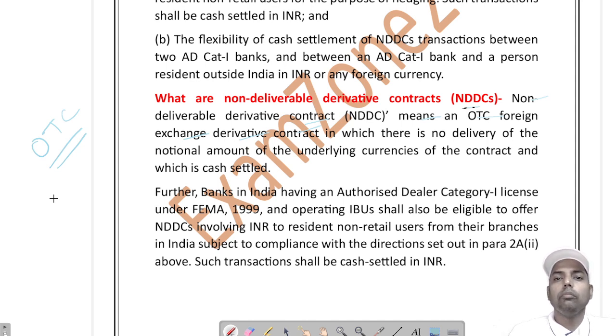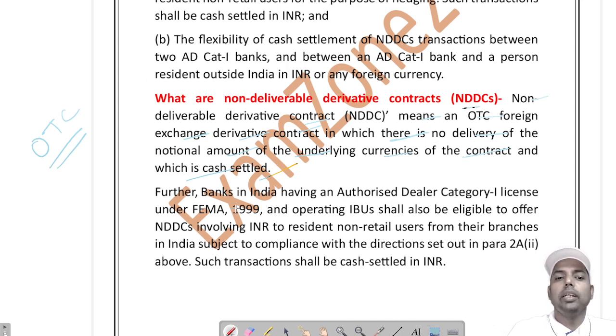Delivery may fail, but it is very rare because it is a delivery versus payment system. Then whatever risks are there, you can minimize them. There is no delivery of the notional amount of the underlying currencies of the contract, which is cash settled. The notional amount is not paid.